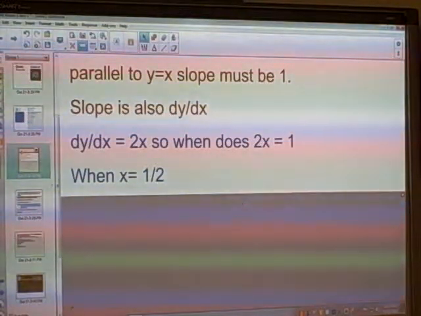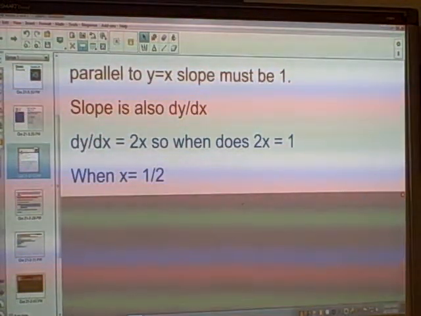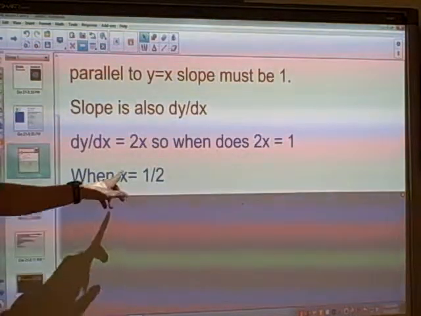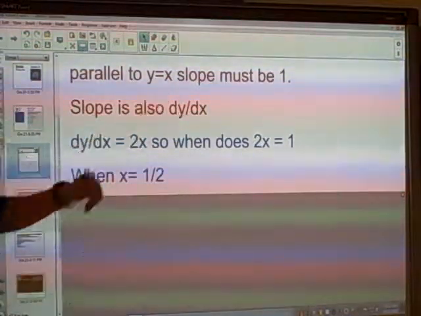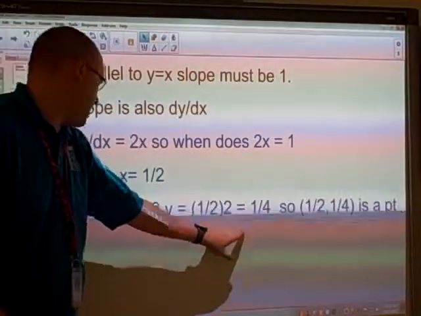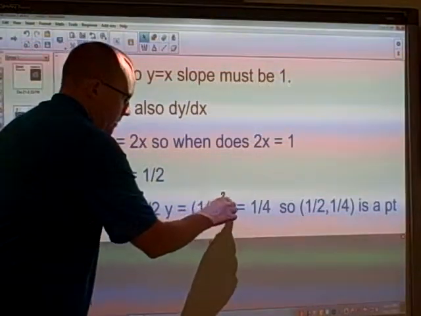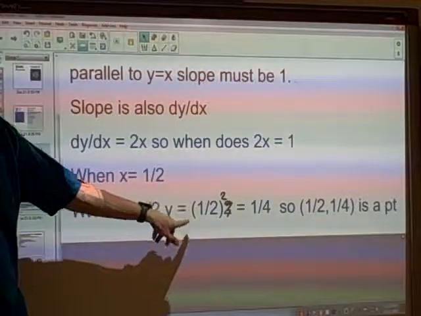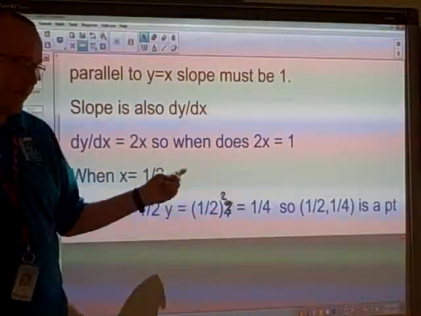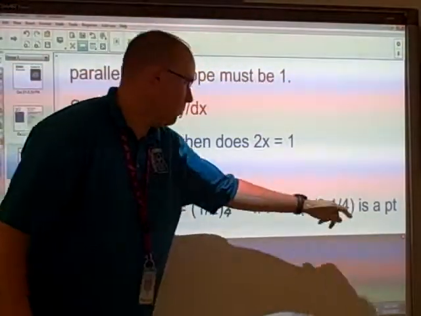So we know the slope, 1. We know an x coordinate, 1/2. What we don't have is a y coordinate, because then we can use the point slope formula. So if we substitute a half back into the original equation, this is supposed to be a squared here. So a half squared equals 1/4, and then we do have a point, 1/2 and 1/4.